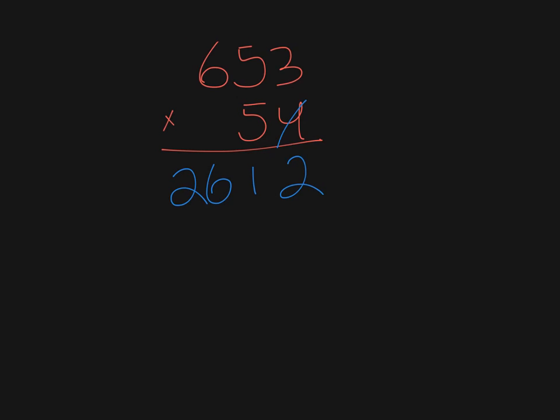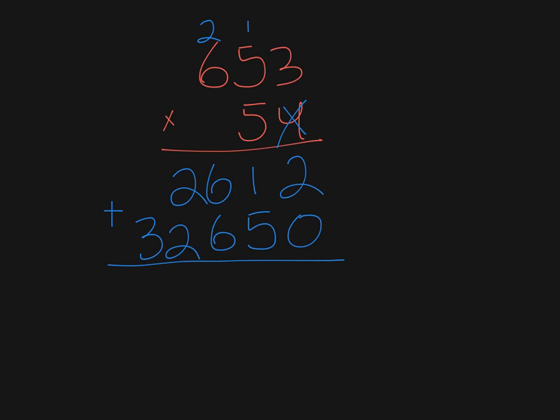Now we're on the tens. We cross out the 4, we put a 0. 5 times 3 is 15, carry the 1. 5 times 5 is 25, add 1 makes 26. And 5 times 6 is 30, add 2 is 32.